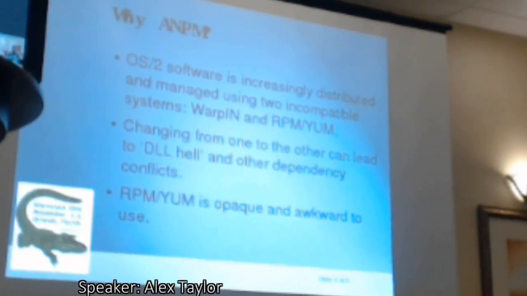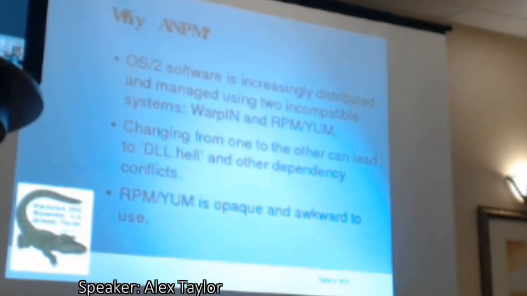Well, OS2 software, historically there have been a number of ways to install it, and we are sadly long past the days when you could just download a zip file, unpack it, you're done. A lot of software has fairly complicated requirements, complicated dependencies, so you need something more intelligent to actually manage the install. And mostly, in recent years, there are 2 main systems that are being used to release and distribute software: Warpin and RPM/Yum.